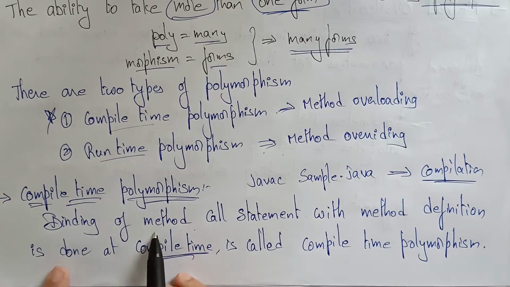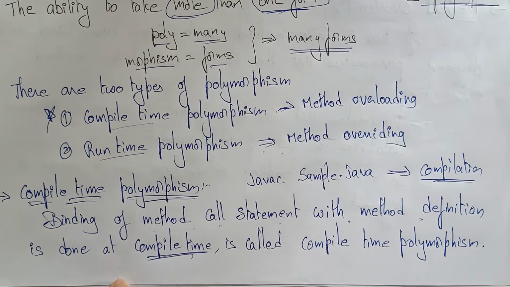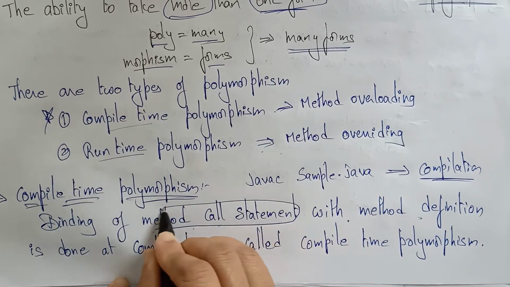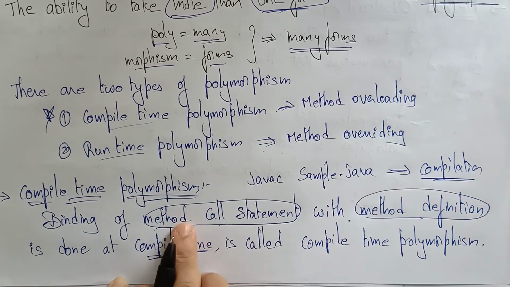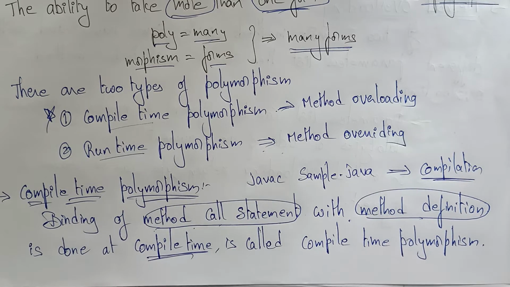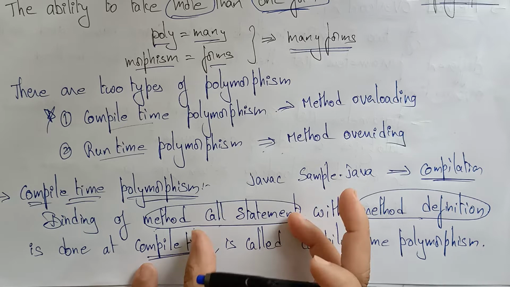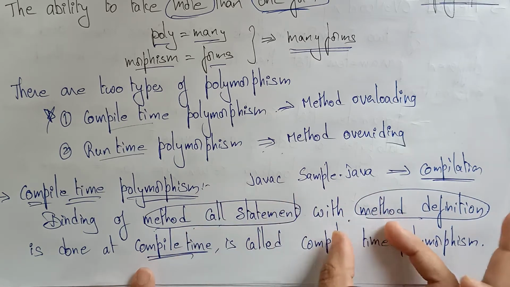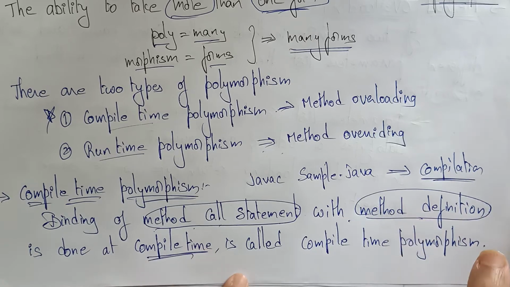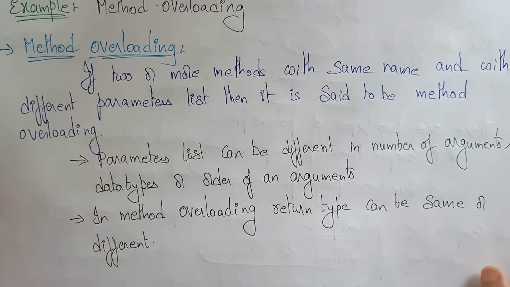Let me tell you again. Binding of method call statements with method definition. We are combining the method call statements with the method definition. Doing this at compile time is called compile time polymorphism. Did you understand what it means? Okay, no problem. I will explain, because this concept is method overloading. Whatever the method call statement, I will tell you what a method call is and what a method definition is. It is done at compile time, and is called compile time polymorphism. The example for this is method overloading.